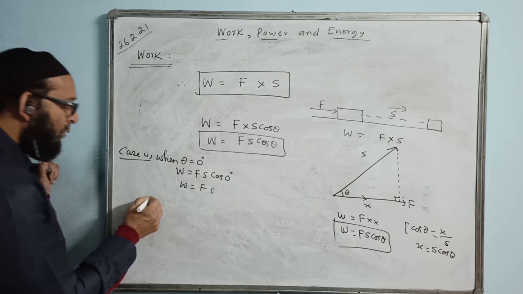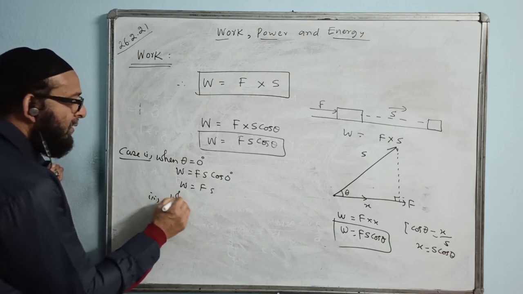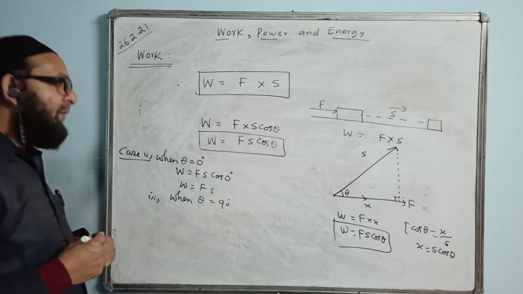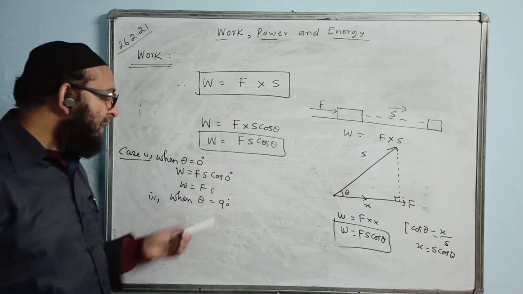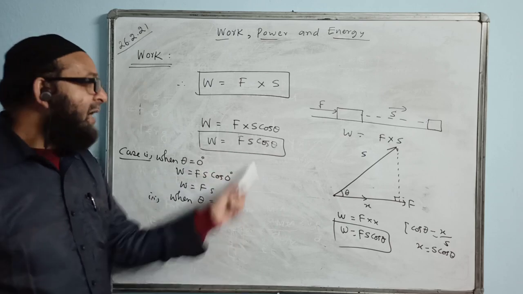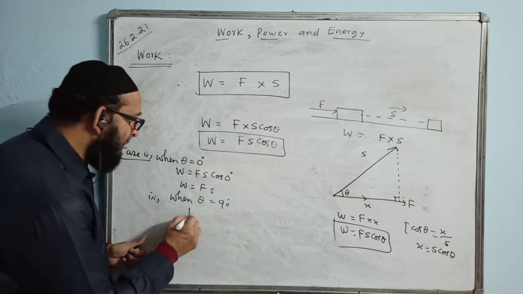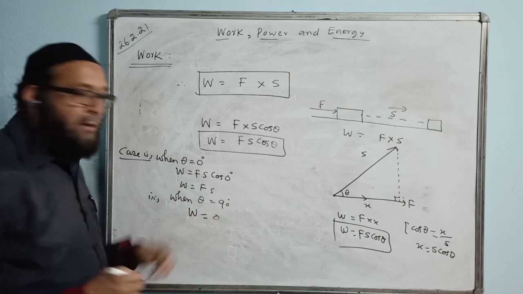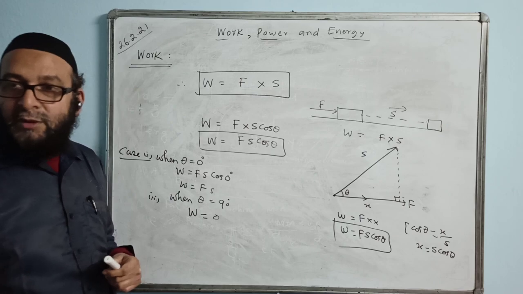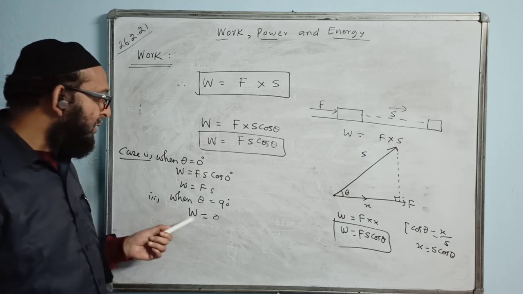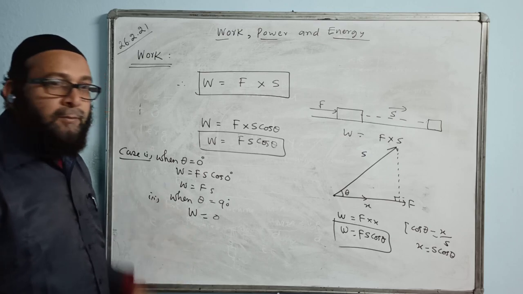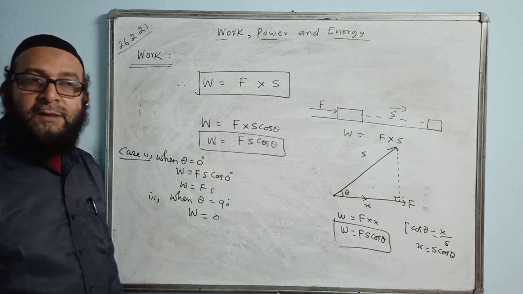Now case 2, when theta equals 90 degrees. When the angle between the force and displacement is 90 degrees, we put the value cos 90, and cos 90 is 0. The entire thing becomes 0. That time work done will be minimum and 0. Then we say when the force is normal to the displacement, that is force is perpendicular to the displacement, the work done will be 0 and minimum. And what are the examples of such cases?